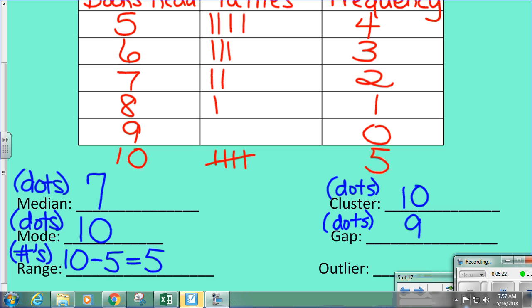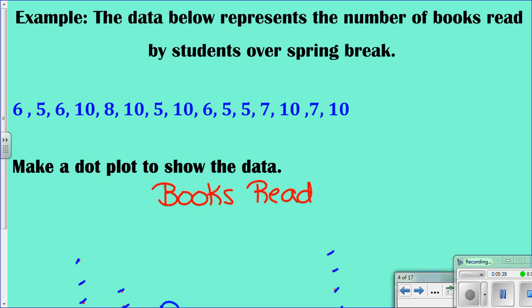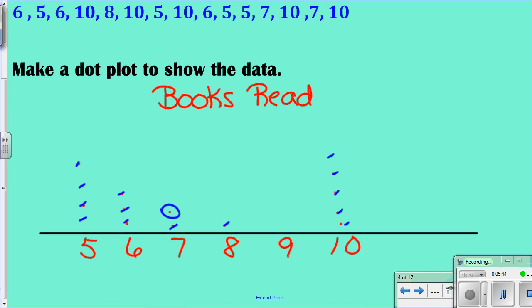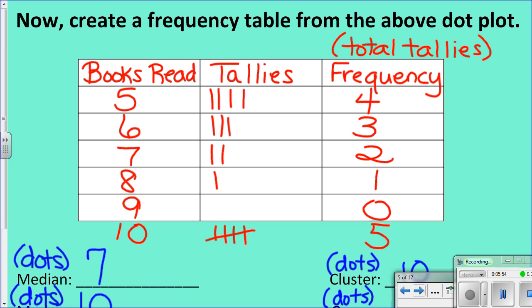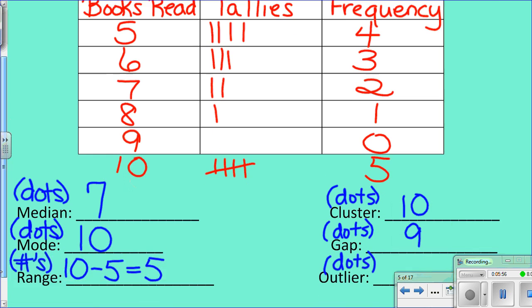And are there any outliers? Anything that's unusual about this data? Dots way away from all the other dots. You look at the dots here. Are there any that are farther away from everything else? And farther away from 8. Do they look like they're really spread out? Like, is there anything way over here or way over here? No. No. So there's no outlier in this data. And that's okay. You don't have to have everything that it's asking you.